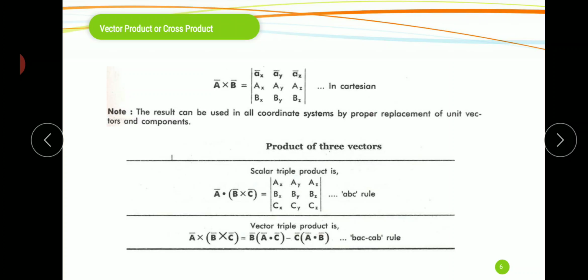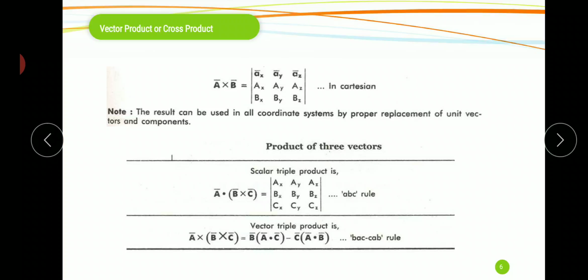And next, these are some properties of the vector product. This is the cross product in the Cartesian coordinate system. A bar cross B bar is equal to the determinant of AX bar, AY bar, AZ bar. Here AX bar, AY bar and AZ bar are the unit vectors corresponding to X, Y, Z. This is the A cross B bar formula in terms of the coordinate system, and it is also applicable for three vectors.